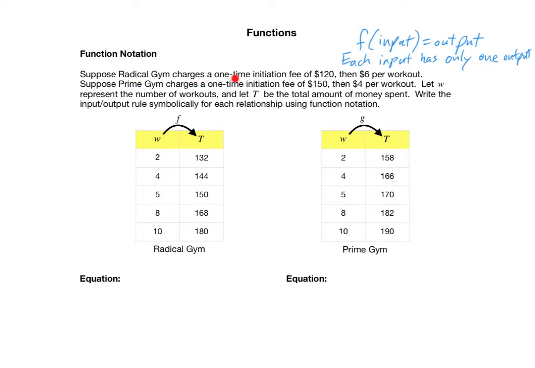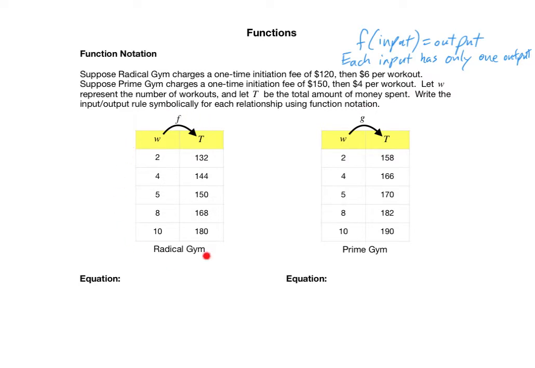Suppose Radical Gym charges a one-time initiation fee of $120, then $6 per workout. Suppose Prime Gym charges a one-time initiation fee of $150, then $4 per workout. Let W represent the number of workouts and let T be the total amount of money spent. Write the input-output rule symbolically for each relationship using function notation.